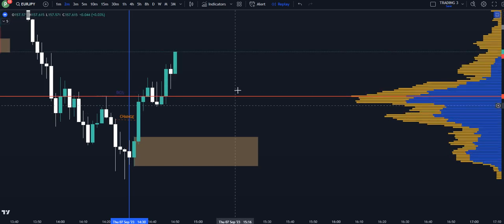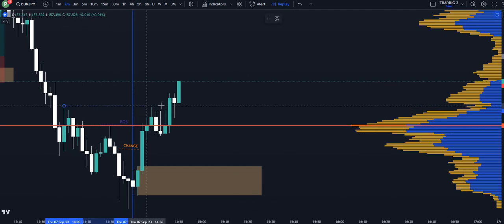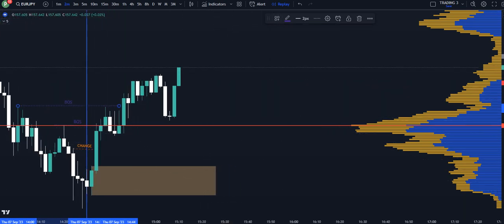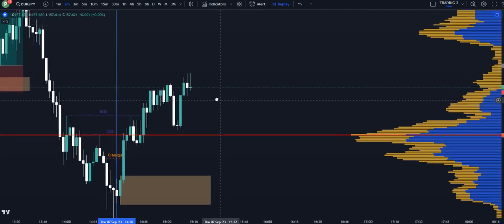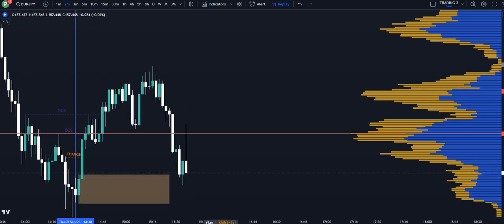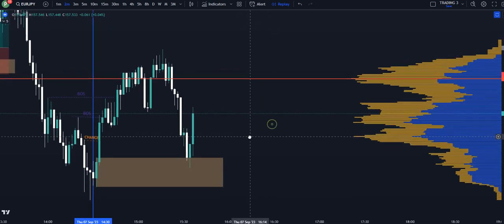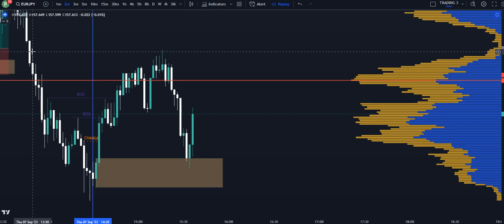Interesting. It's not coming back at all. Come back. So we broke another one as well. So we're not coming back into this fair value gap. We're creating momentum, which is very, very good. Oop, here we go. And we are coming back into the fair value gap. So come here, tap into this one here.